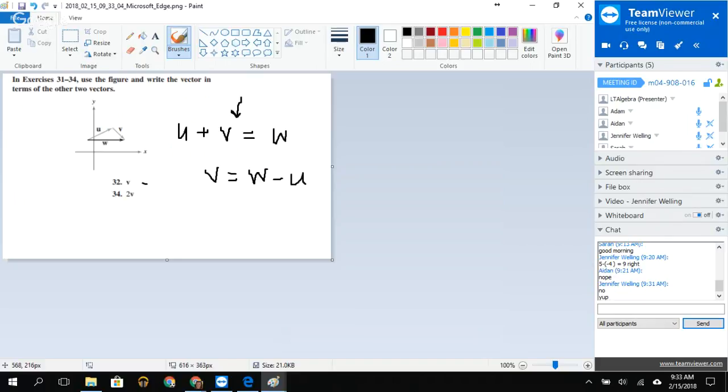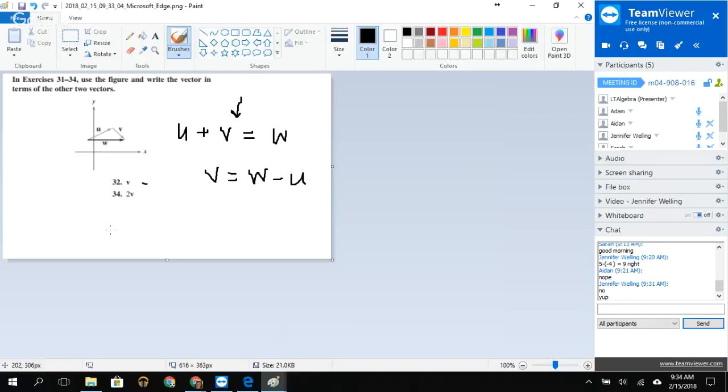So that's all you have to do, is kind of solve for that. Problem 34 is slightly more tricky, but not too bad. So what do we have if we have two vector v's? Okay, so what we want to say is, what happens if we have two?